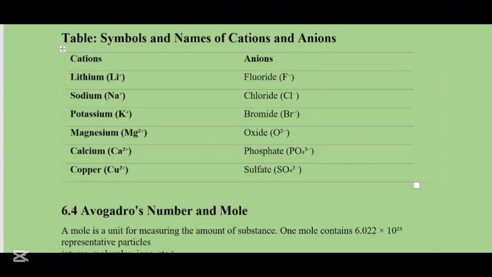Now these are the symbols and some names of cations and anions. For example, we have lithium. Lithium is a cation and its anion will be fluoride. And now we have sodium. It is a cation. Its anion will be chloride. Then potassium is a cation, and the anion of potassium will be bromide. For magnesium it will be oxide, for calcium it will be phosphate, and for copper it will be sulfate.